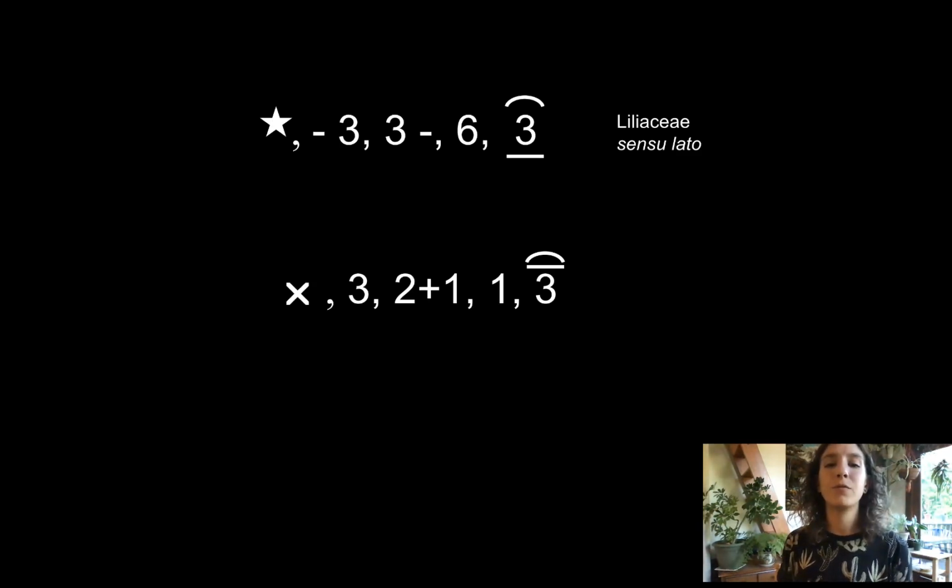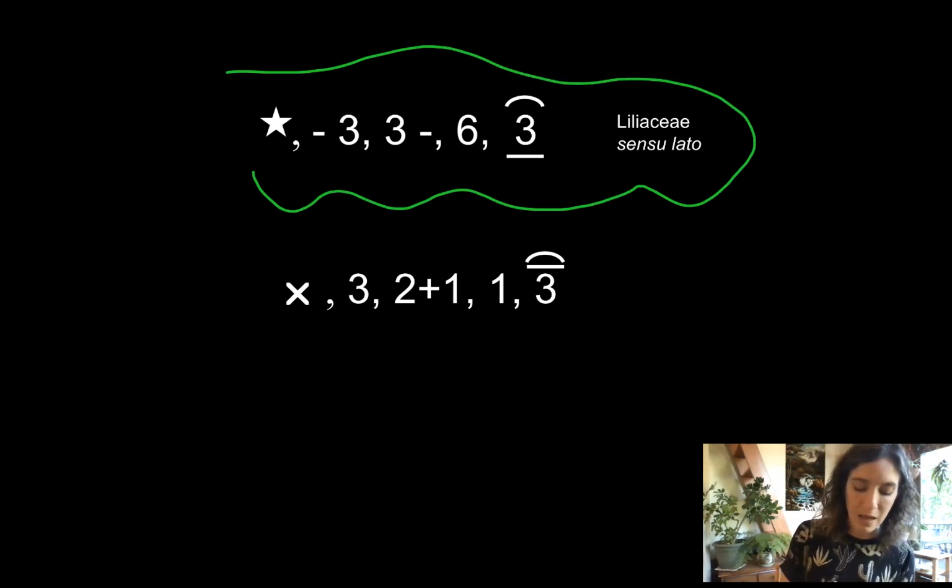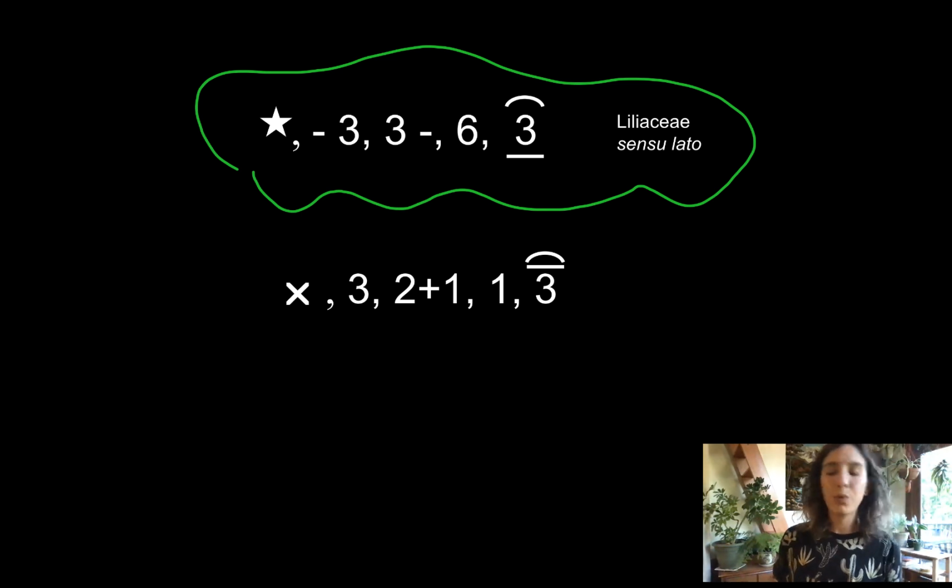Now let's talk about some floral formula stuff. We've already talked about how Liliaceae sensu lato, in the broad sense, had a 3-3-6-3 floral formula. Well, Orchidaceae is very, very similar to that, except we've got zygomorphic flowers, and we'll talk about the corolla in a sec. We have way fewer stamens, and we have an inferior ovary. Those are sort of the major differences there.